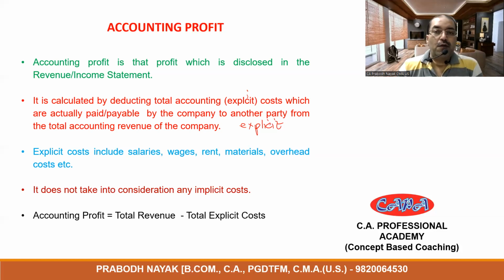Okay. So how to calculate accounting profit? What is the formula? Pay attention to the formula carefully. Accounting profit is equal to total revenue, that is sales, minus total explicit costs only.